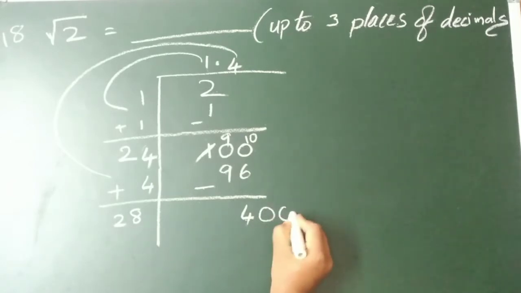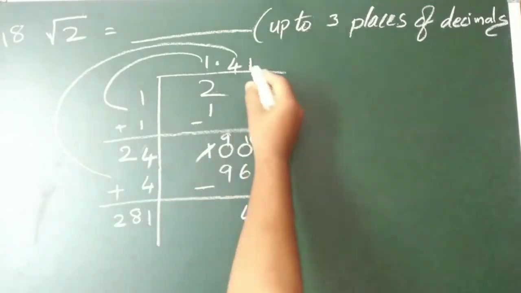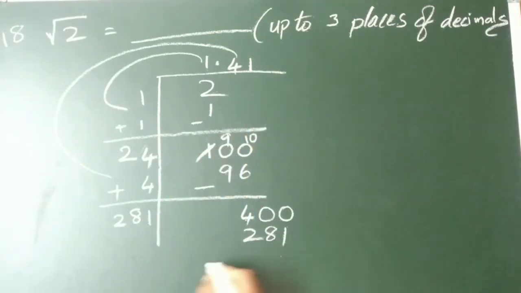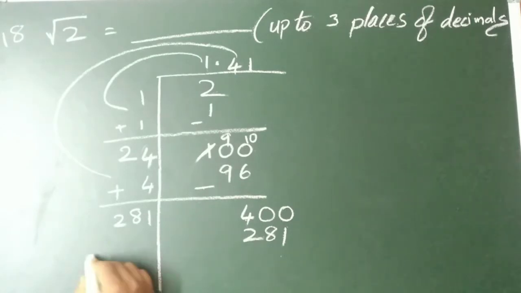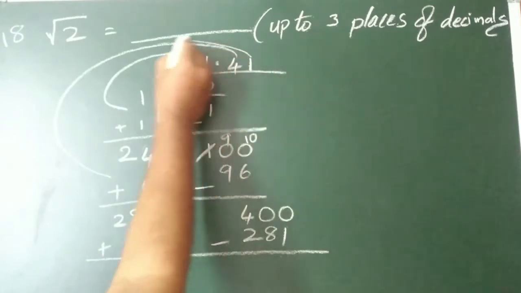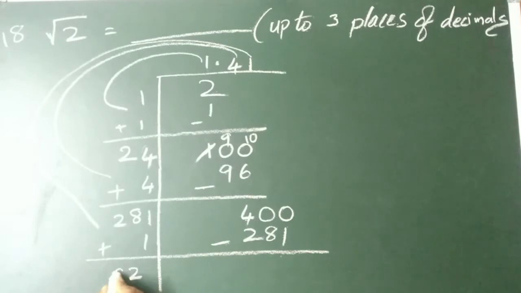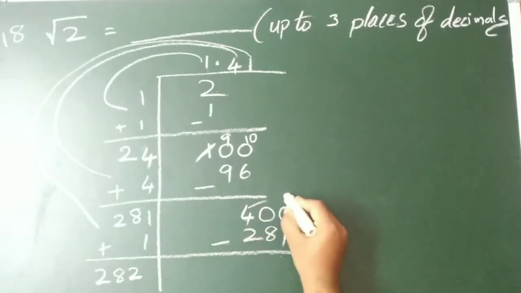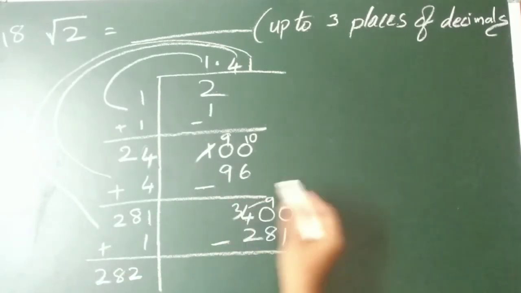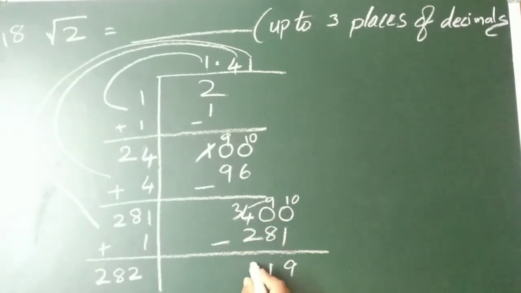See, I can keep here 2 more zeros because of the decimal afterwards. So now I am taking 1, so here also 1. 281 times 1 is 281. Here minus, here plus. 1 will come here once again, so 2, 8, 2. Here 10, 9, 3. So 10 minus 1 is 9, 9 minus 8 is 1, 3 minus 2 is 1.